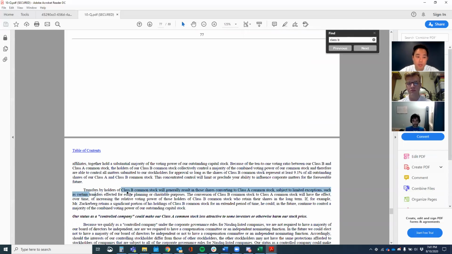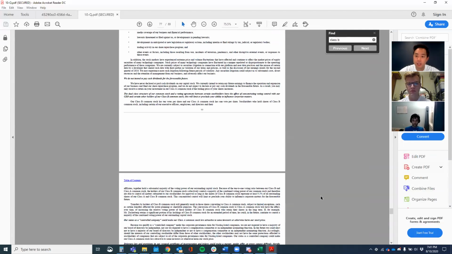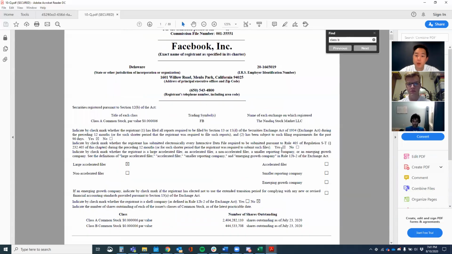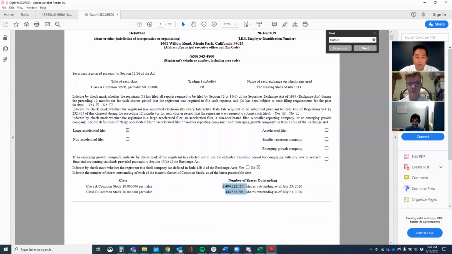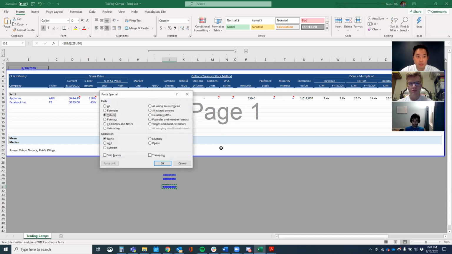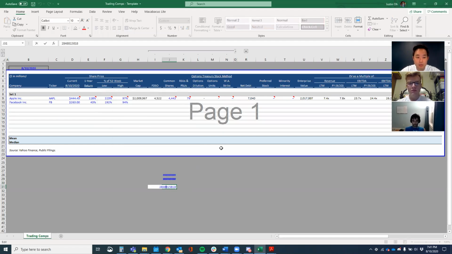Transfers by holders of Class B common stock will generally result in those shares converting to Class A stock. So from a really quick read, again, accuracy is key, I'm just going to run you through this stuff quickly. From a quick read, we're just going to treat them the same, right? So I have this trick. You hold Alt down, you copy paste, and we want to convert this to millions. So just paste that, sum it up, copy, copy it as a value, and convert it to millions.